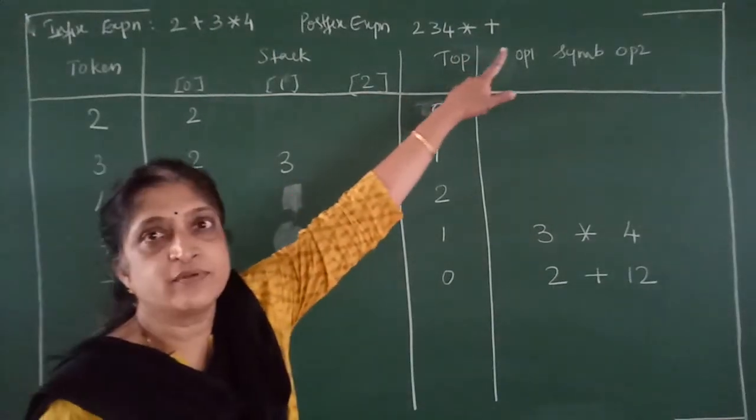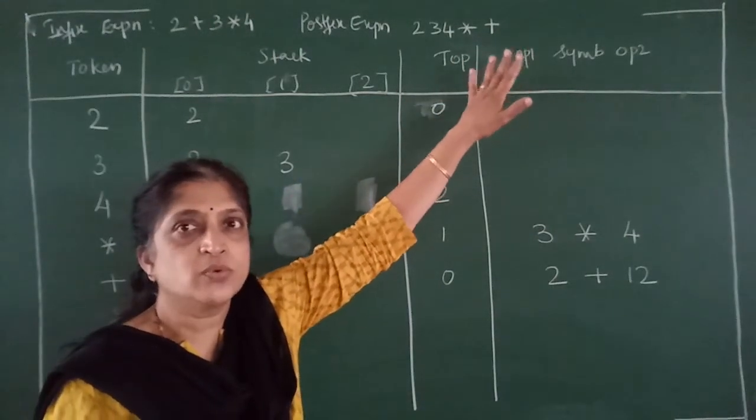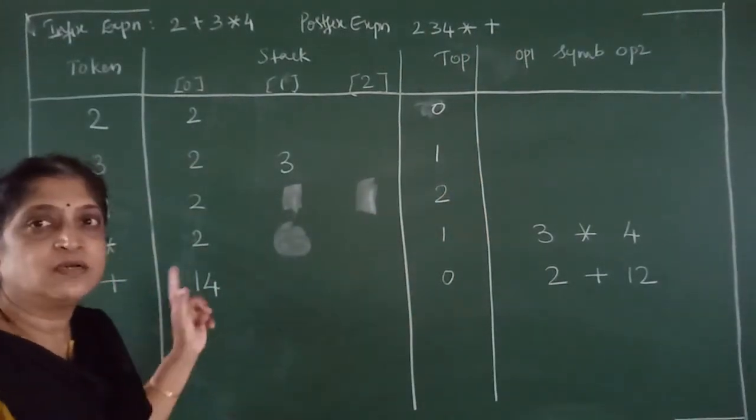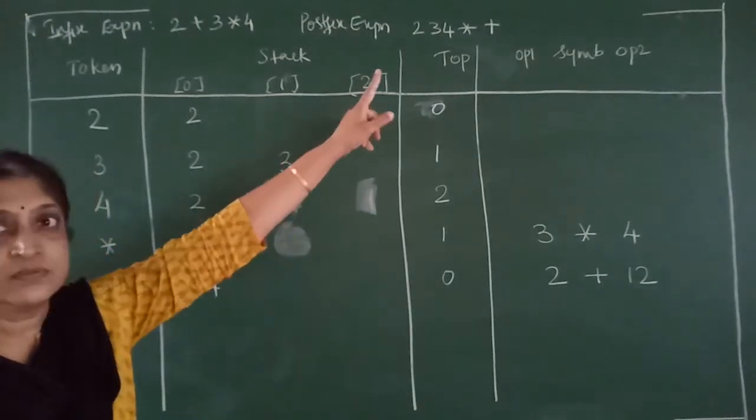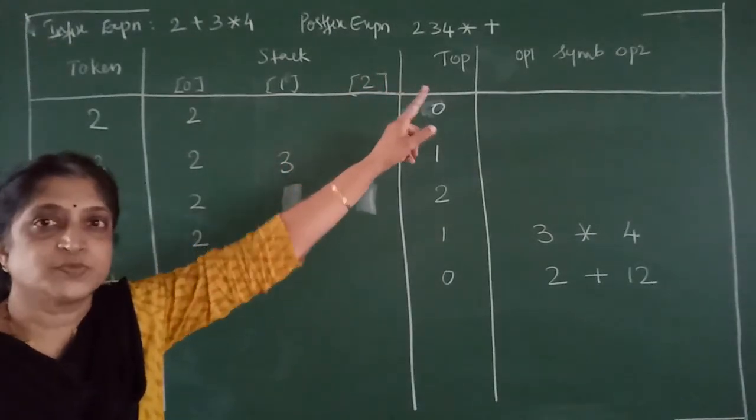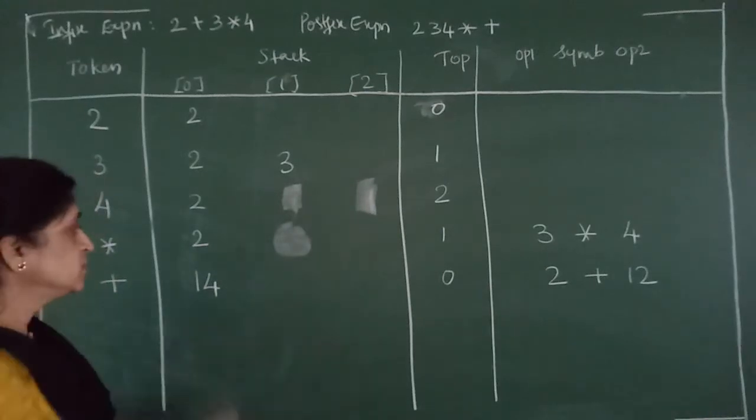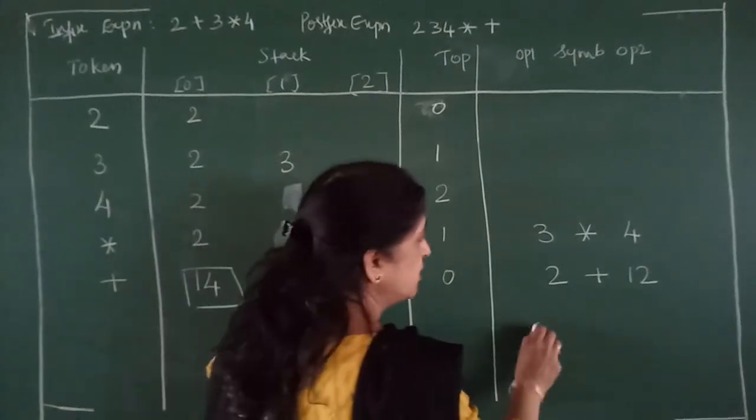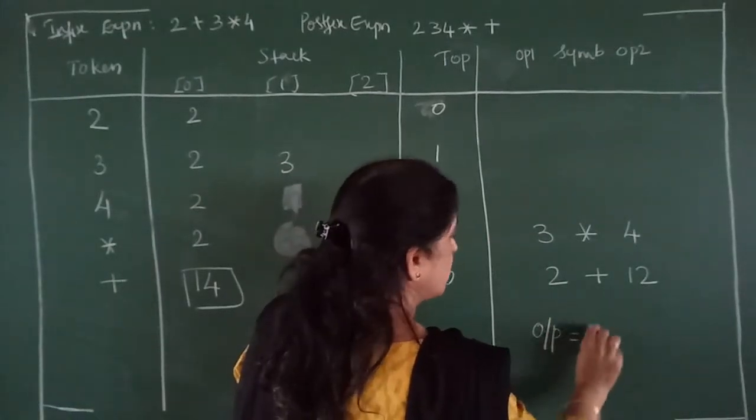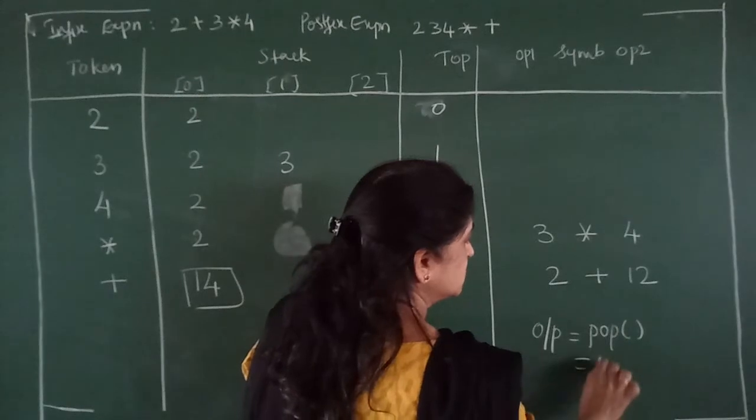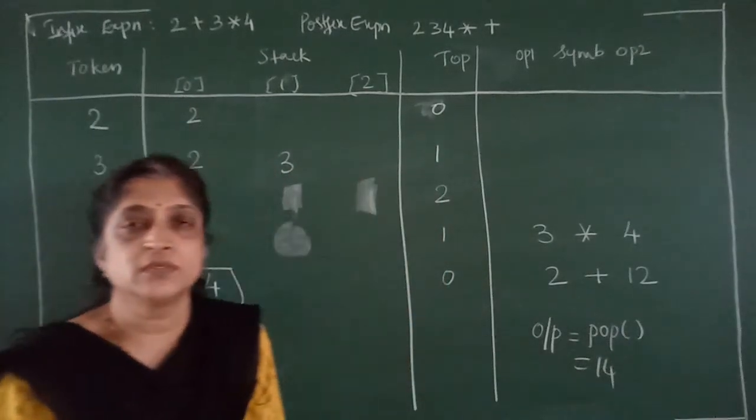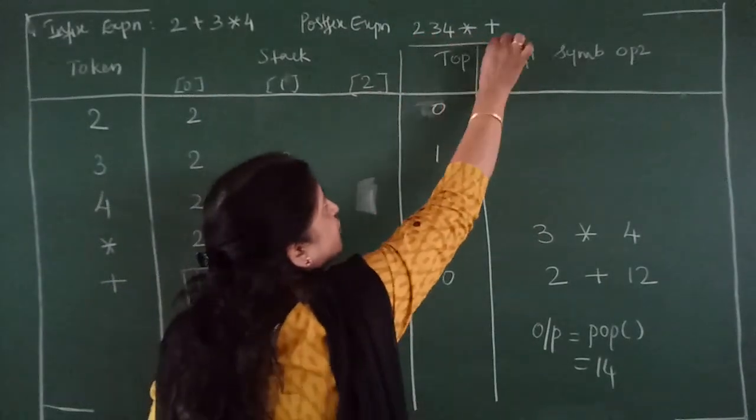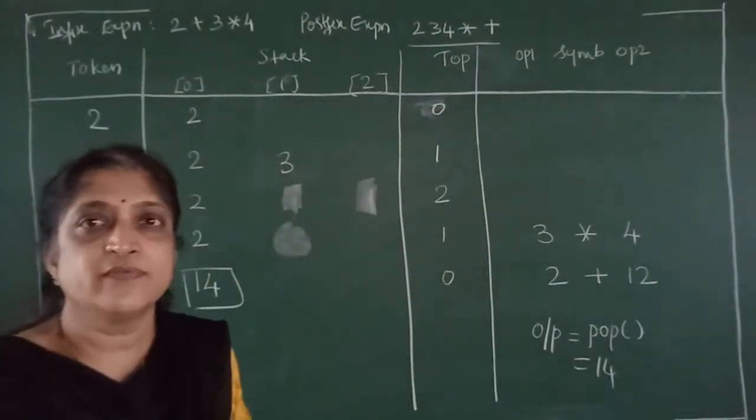Next, we have reached the end of the postfix string. So once we reach the end of the string, whatever we have on top of the stack is the final result of evaluating this expression. So 14 is the result. So just pop from stack, then that will be the output. So output is pop from stack. So that is equal to 14. So now the expression 2, 3, 4 star plus is evaluated.